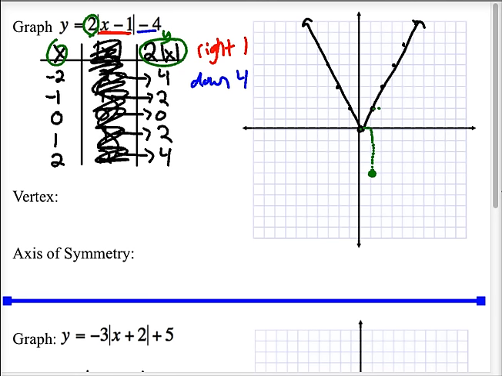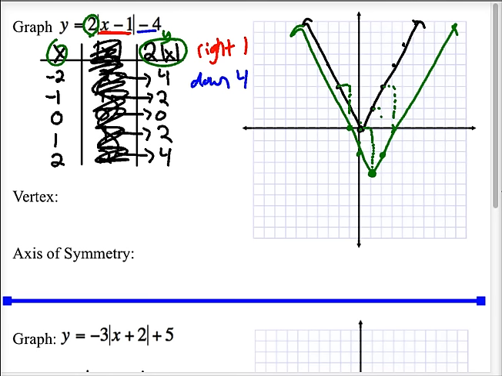Right 1, down 4, 1, 2, 3, 4. Starting here, right 1, down 4, 1, 2, 3, 4. Right 1, down 4, right 1, down 4. So this is the graph that you're going to get.